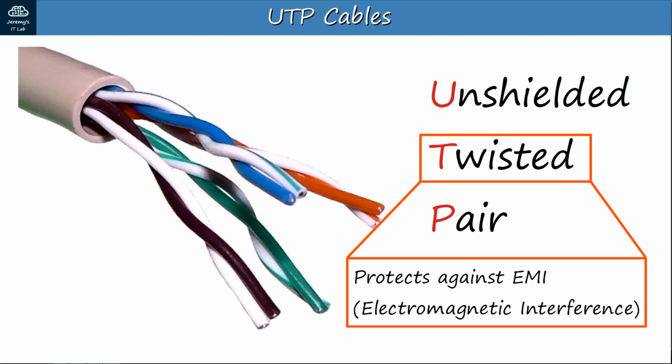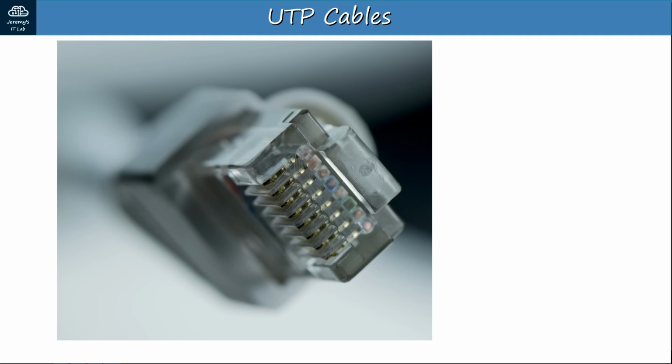So there are 4 pairs of wires twisted together. That makes 8 wires in total. Let's take a look at one of those RJ45 connectors we saw earlier. If you count the number of pins here, you'll find that there are 8 pins, perfect for the number of wires we saw in the last photo.